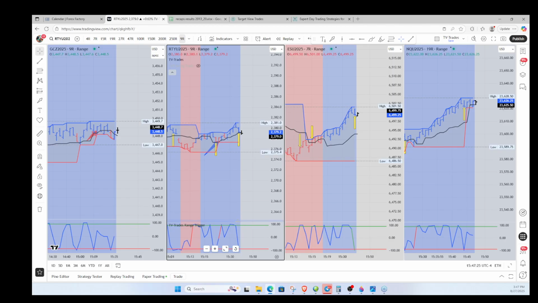Alright, so this didn't make it into the oversold, so we need a down close on this bar, followed by an up close on the next bar.